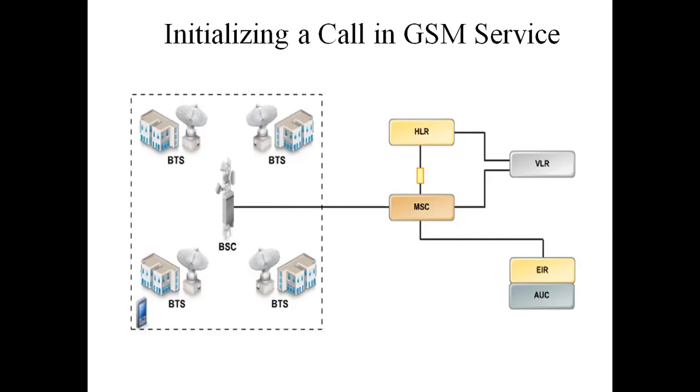Now, the base transceiver station sends the registration request to the mobile switching center via the base station controller. The mobile switching center queries the authentication center and equipment identity register databases, and based on the reply, it authenticates the cell phone.